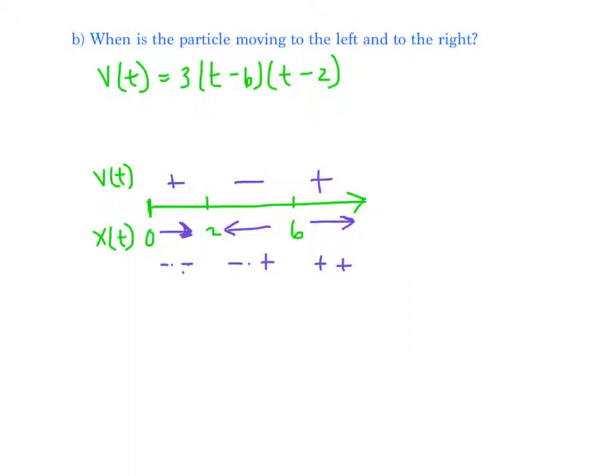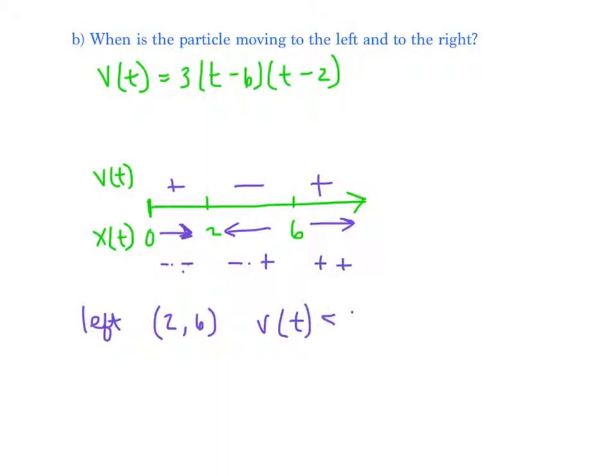So then I'm going to be able to make my conclusions here. I would say I'm moving to the left between 2 and 6, and that is because v of t is less than 0. I'm moving to the right between 0 and 2, and also between 6 to infinity, and that is because v of t is greater than 0 there.